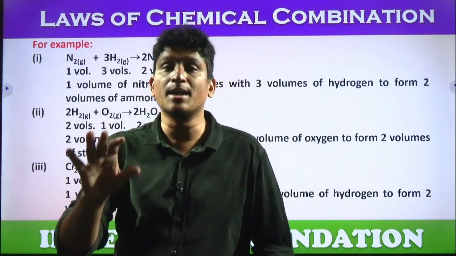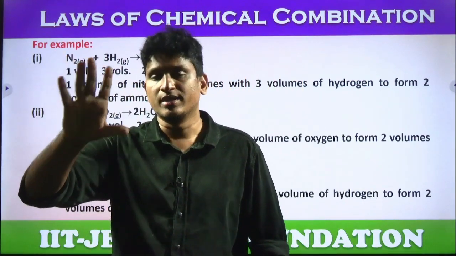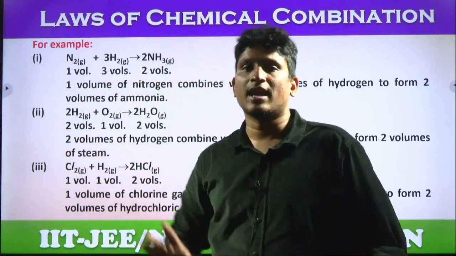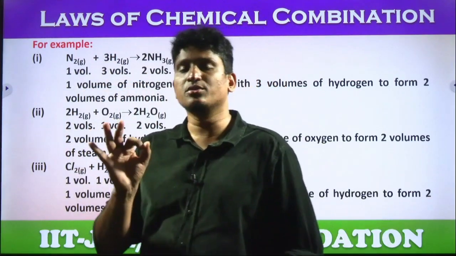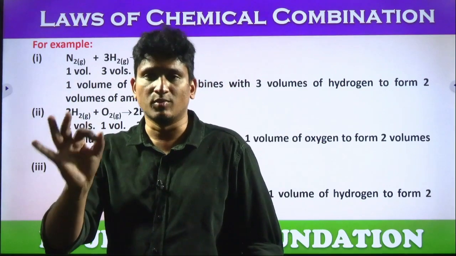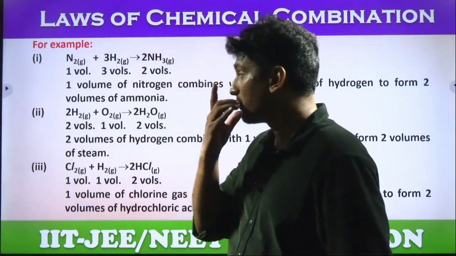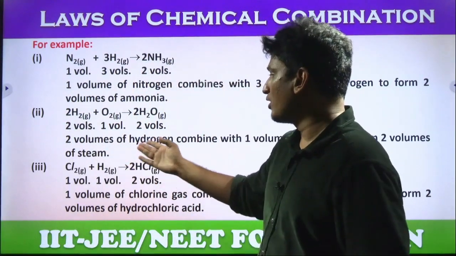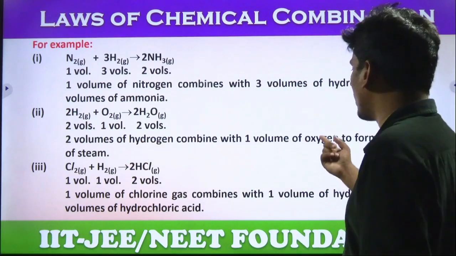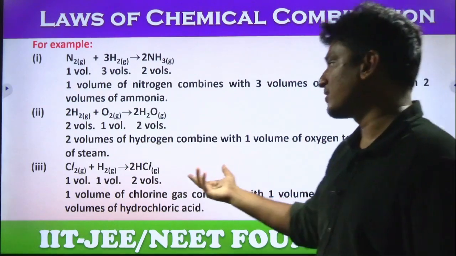Volumes is nothing but number of moles. Yes or no? The number of molecules in 1 gram mole is 6.023 into 10 to the power of 23 molecules. Right, students? Gram molecular mass. So 2 volumes of hydrogen combined with 1 volume of oxygen to form 2 volumes of steam, H2O.